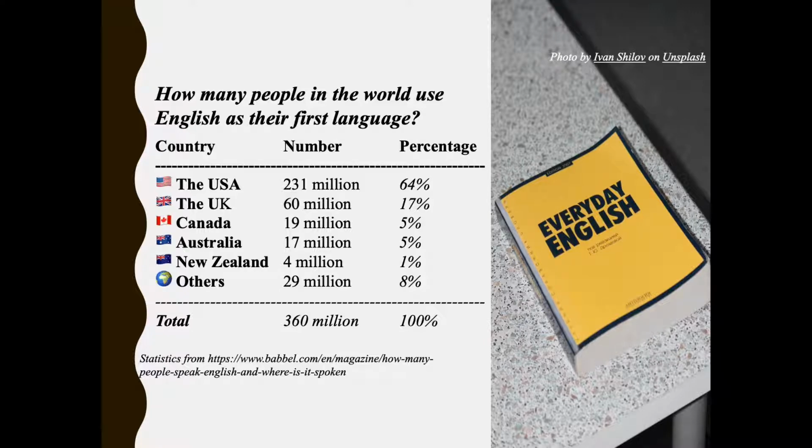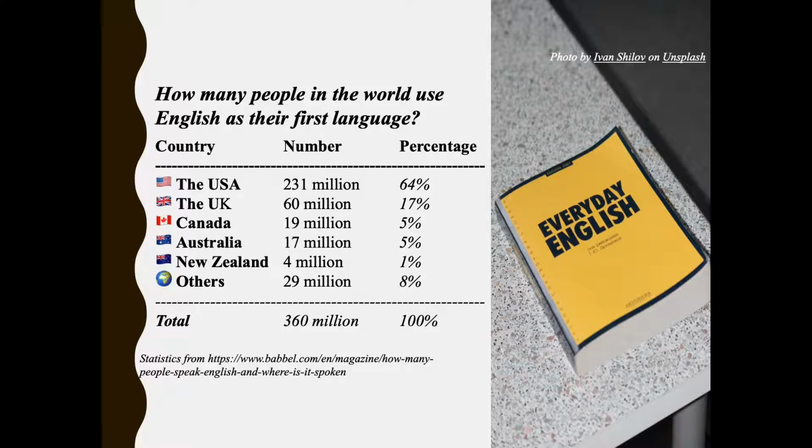English is spoken by a lot of people in the world. But how many of them are native speakers? Namely, how many people in the world use English as their first language? According to the table here, 231 million people are in the USA, 60 million in the UK, 19 million in Canada, 70 million in Australia, 4 million in New Zealand, and 29 million in other countries in the world. These numbers add up to 360 million.